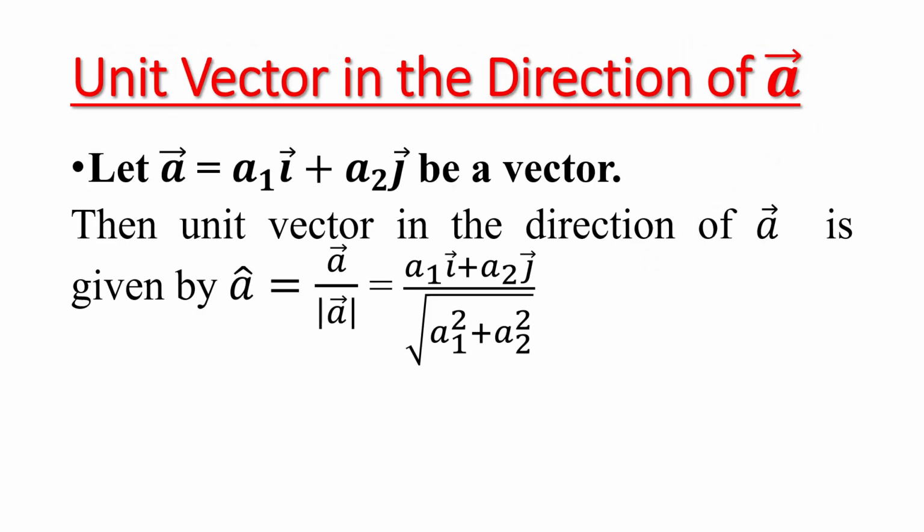Now the unit vector in the direction of a vector. Let vector a have the x component as a1 and a2 as the y component, and it is written in the form a1 i plus a2 j. Then the unit vector in the direction of vector a is given by a cap. So a cap is equal to vector a upon modulus of vector a, which is equal to a1 i vector plus a2 j vector by root over a1 square plus a2 square.